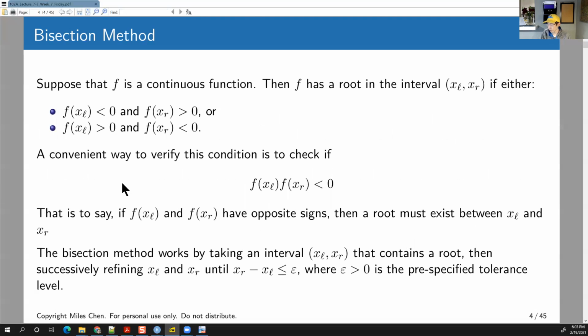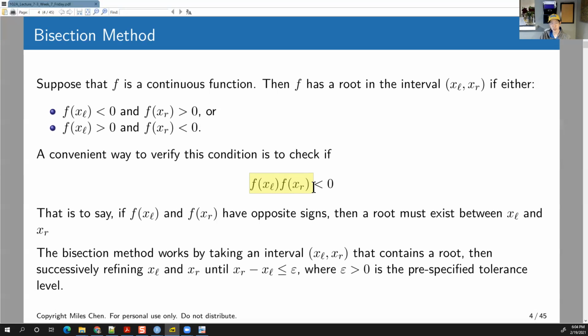Basically you start off with some interval, and I've got XL and XR for the X on the left and X on the right. We know that a root has to be in here if either the left-hand side is negative and the right-hand side is positive, or the left-hand side is positive and the right-hand side is negative.